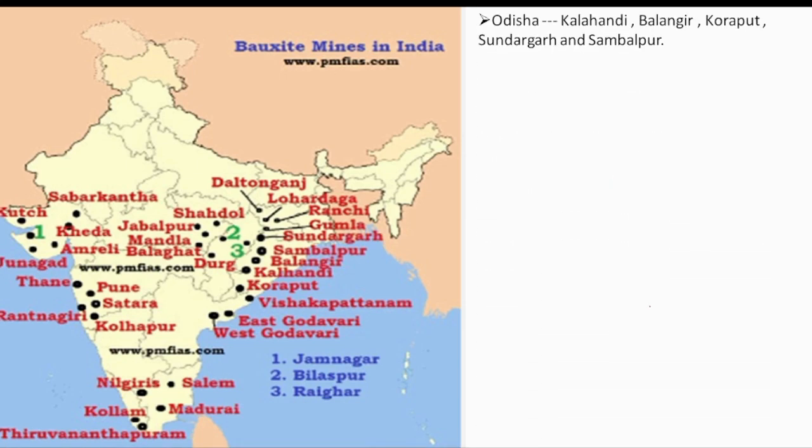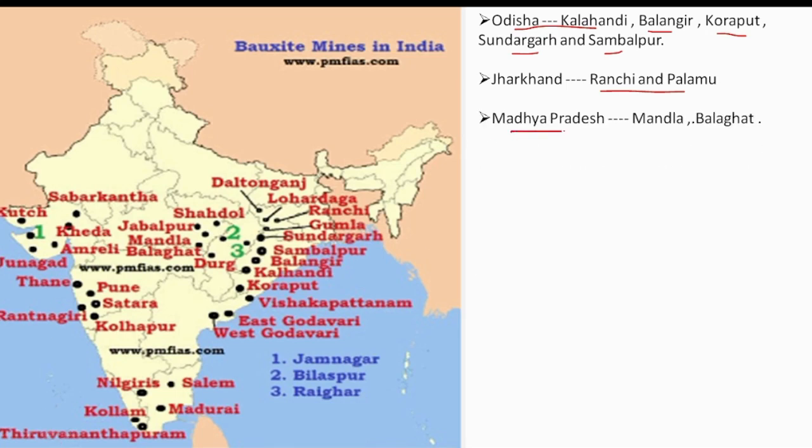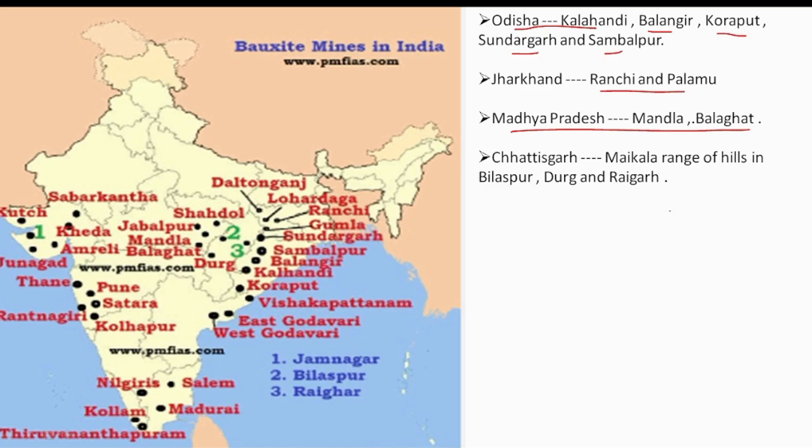Bauxite distribution in India. In Odisha, Sundargarh, Sambalpur, Balangir, Koraput and Kalahandi. And in Jharkhand, Ranchi and Palamu. Then Madhya Pradesh, Mandla and Balaghat. In Chhattisgarh also this bauxite is found in Durg and Raigarh districts and in the Maikala range of hills in Bilaspur.